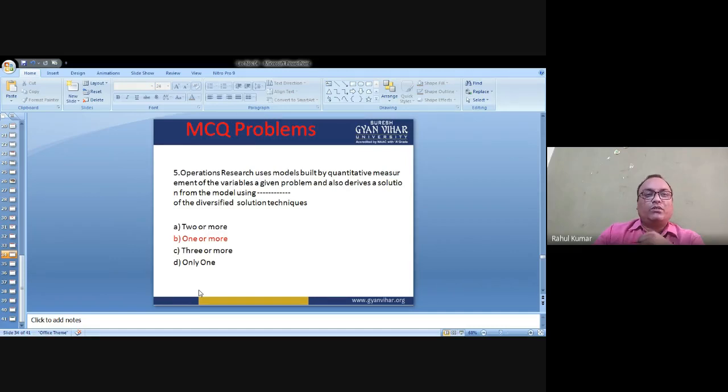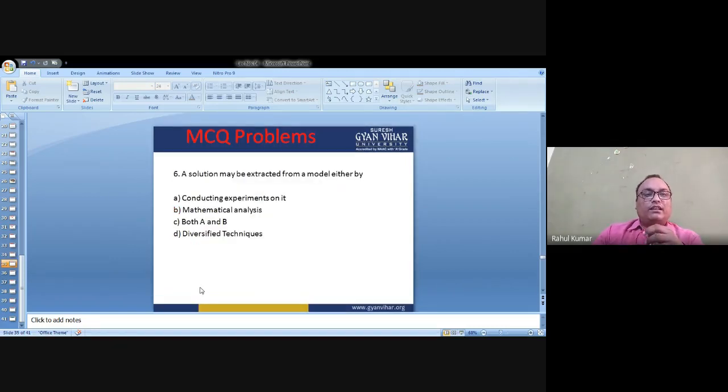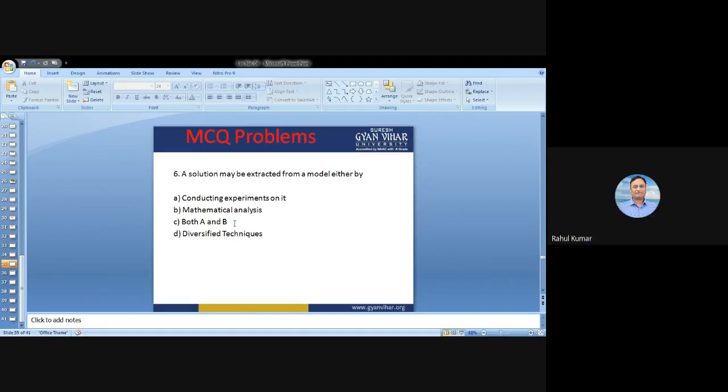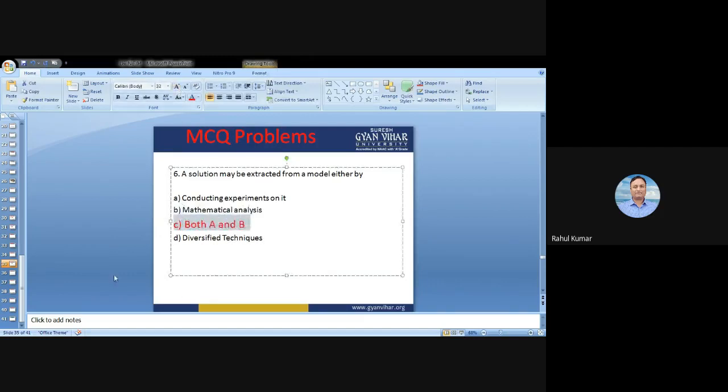Then move to question number 6. A solution may be extracted from the model either by conducting an experiment on it, mathematical analysis, both A and B, or diversified techniques. Here the answer is both A and B.